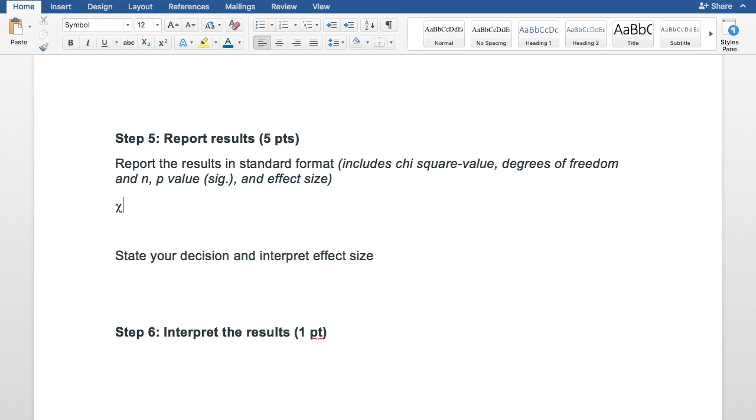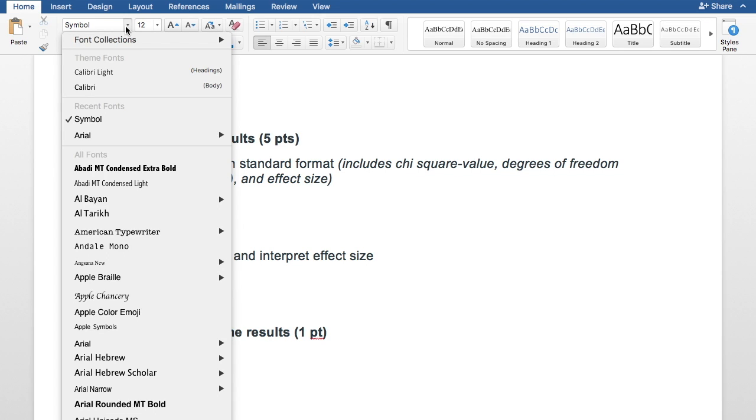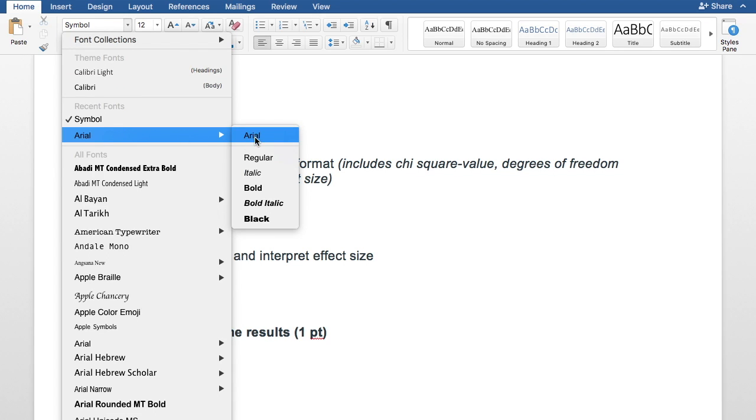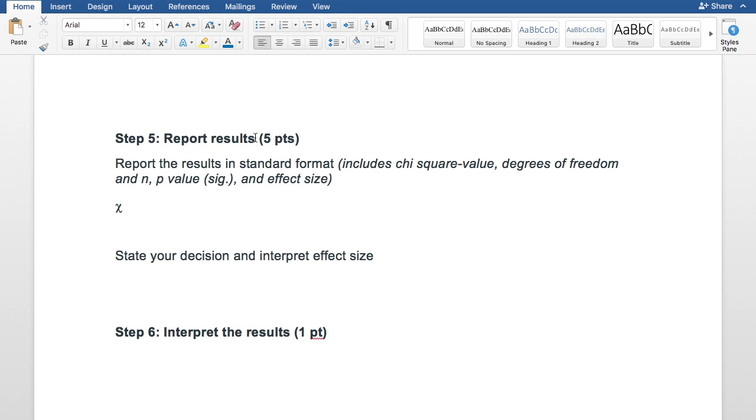Once you've got that chi in your document, you can go back to your font browser and change it back to whatever font you prefer or whichever font you are using. Now we need to give it that squared symbol. And to do that, we're going to click on the superscript button, which falls right below the font size buttons, and type a 2. And after we've typed that 2, we're going to click that button again to get rid of the superscript effect.